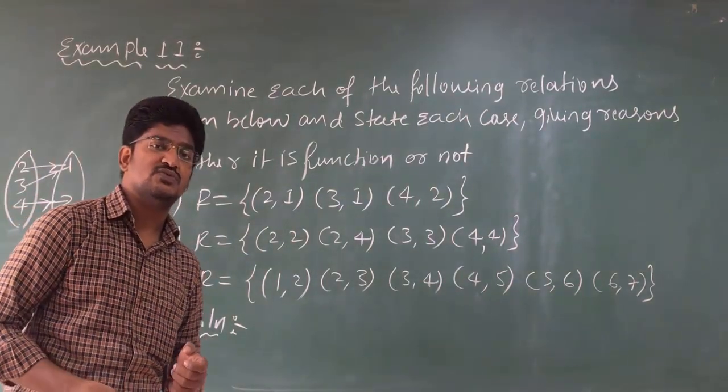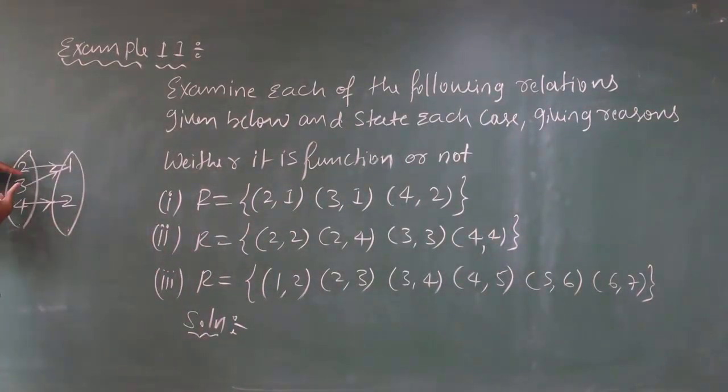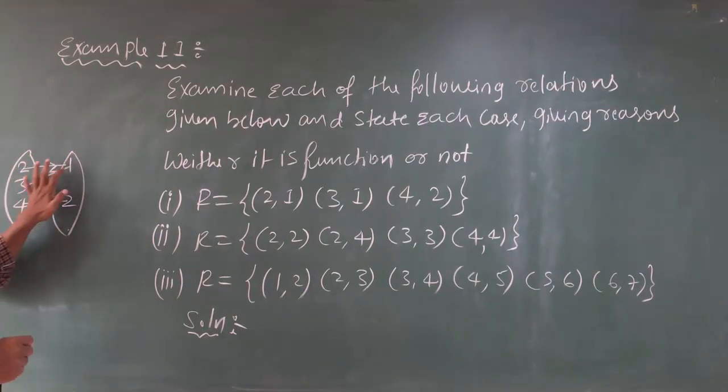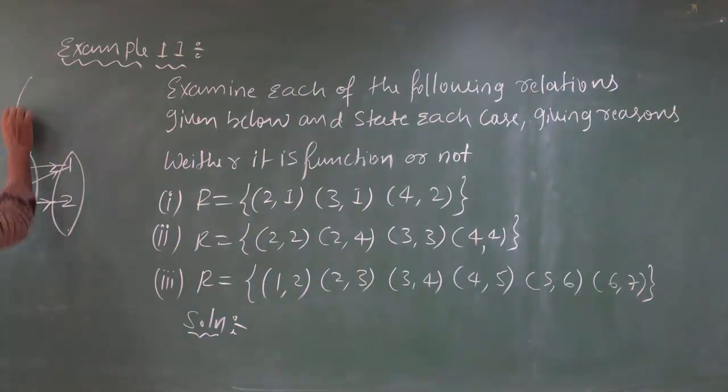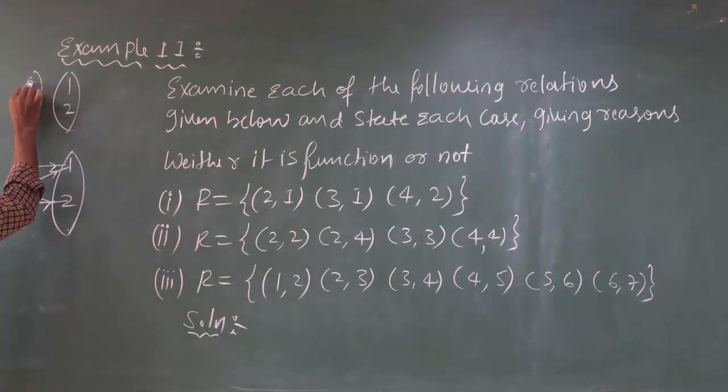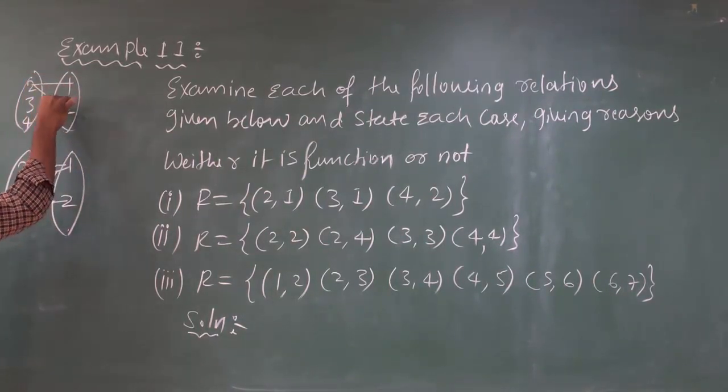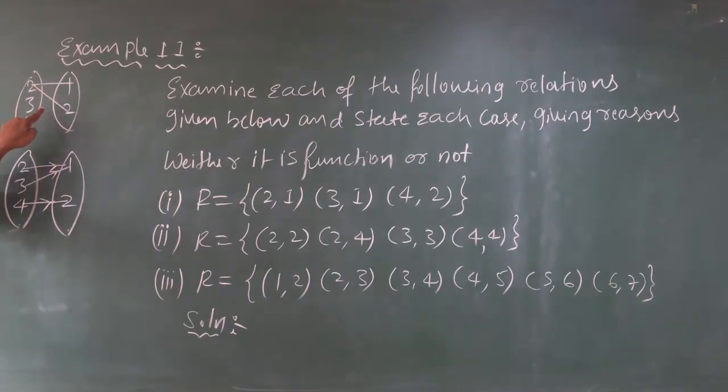Many students will get confused with these two arrow marks. Okay, no problem. 2 has a unique image, 3 has a unique image. The images can be the same. Are you getting my point? See, 2, 3, 4, 1, 2. 2 has 1, 2 has 2. This is not unique because 2 has two different images. Clear? Here 2 and 3 have the same image. This will not create a problem.